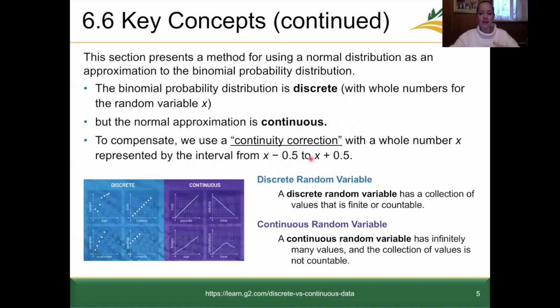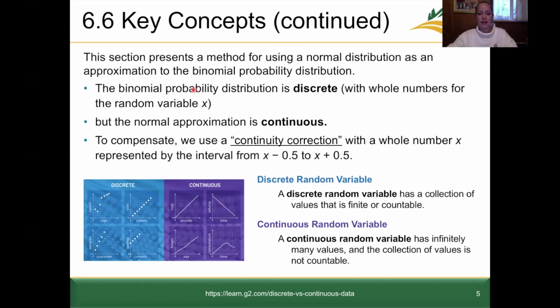To refresh you visually on discrete versus continuous variables, here's examples of discrete, here's examples of continuous, where a discrete random variable has a collection of values that is finite or countable. So you can see here we have these individual data points where we can count each of those data points. Whereas for a continuous random variable, it has infinitely many values and the collection of values is not countable. So for example, for time, we can have every single time point in between 1 second and 2 minutes, for example. So each of those time points is continuous and we can't actually count each of those individual data points.